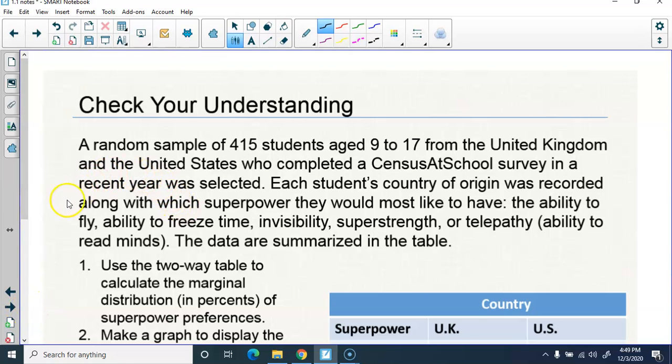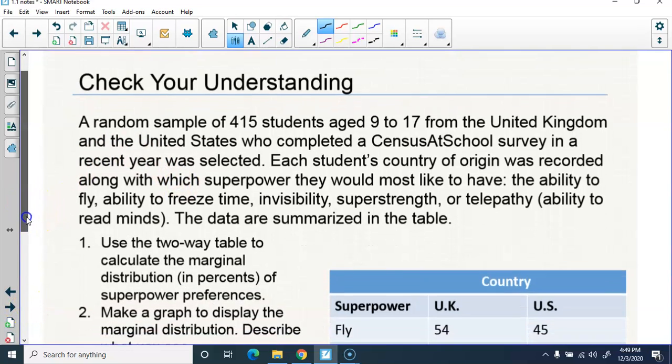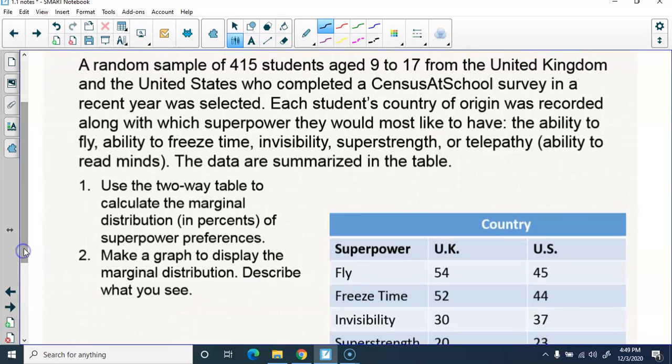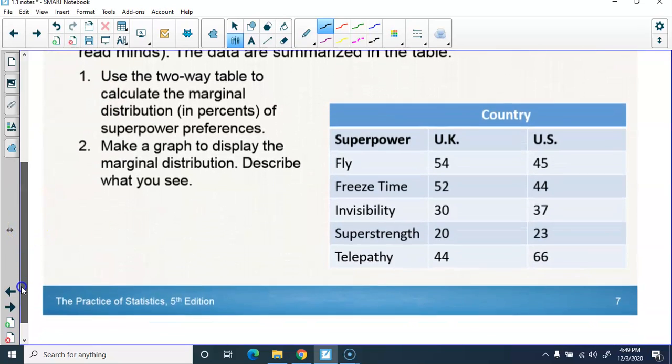So let's say we had 415 students ranging from age 9 to 17 from the UK and the United States who completed a census at school survey in a recent year. Each student's country of origin was recorded along with which superpower they would like to have: the ability to fly, freeze time, invisibility, super strength, or telepathy, which is the ability to read minds. Use the two-way table to calculate the marginal distributions.